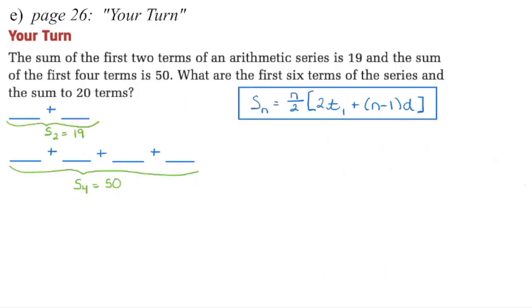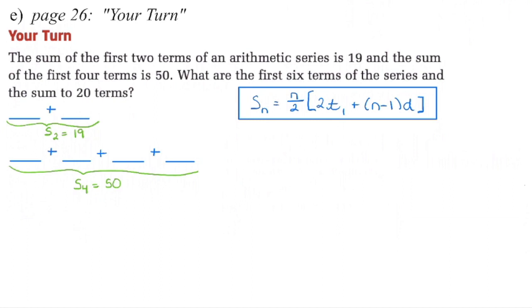In our last example, we're told that we have an arithmetic series. We're also given the sum of the first 2 terms and the sum of the first 4 terms. We have to determine what the first 6 terms of that series would be, as well as what the sum of 20 terms would be. So there's some information that we need to get here. So we need to know where are we starting from. So what is that first term, as well as what is the common difference going to be?